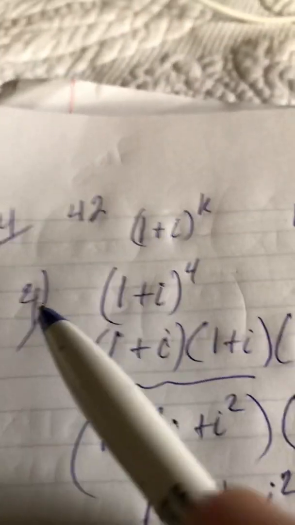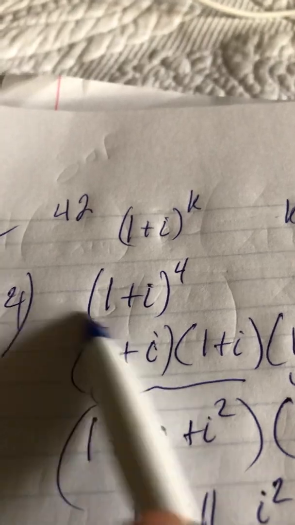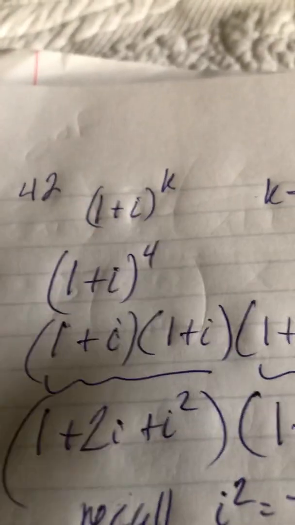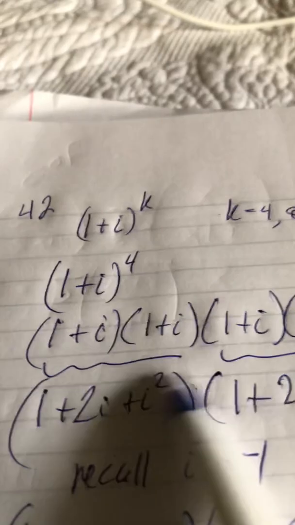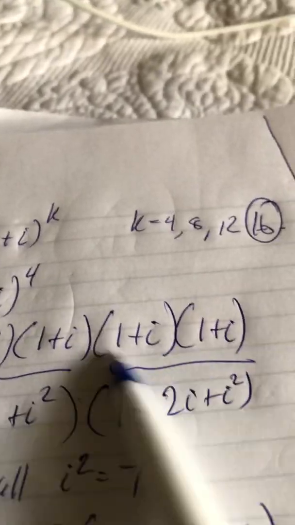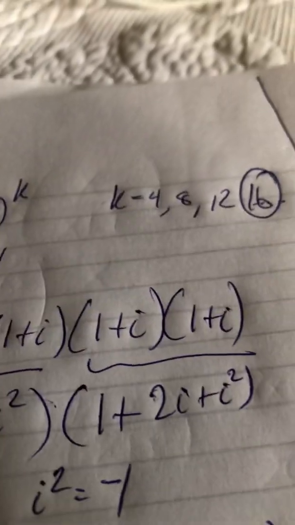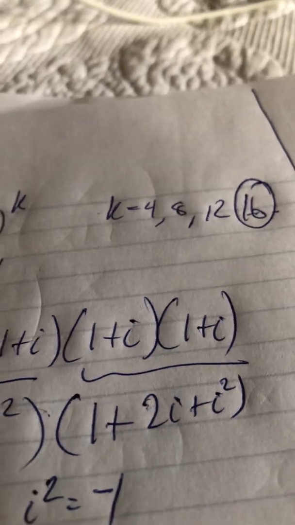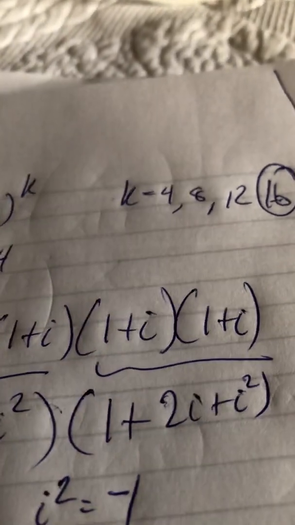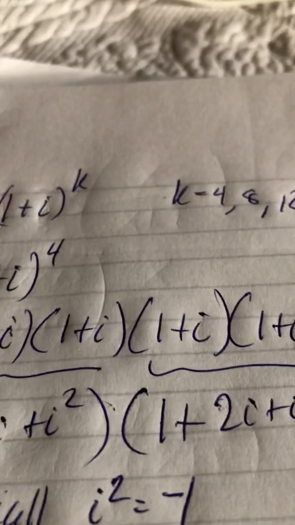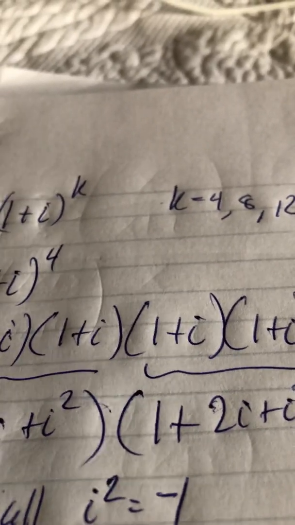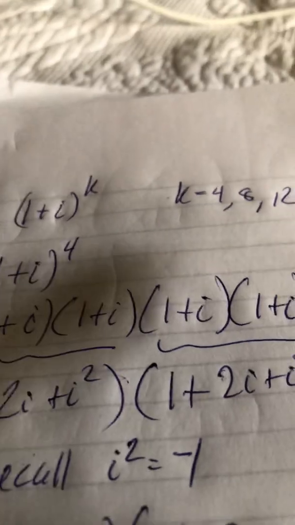So I'm going to start off with k is 4. So that's 1 plus i to the 4th, or 1 plus i times 1 plus i times 1 plus i times 1 plus i. Well, I'm going to break this up into two groups. I'm going to multiply these two, and I'm going to multiply these two, because multiplication is commutative, and associative as well. So I can change the order and multiply, or I can decide to multiply out of order if I have a string of multiplications.